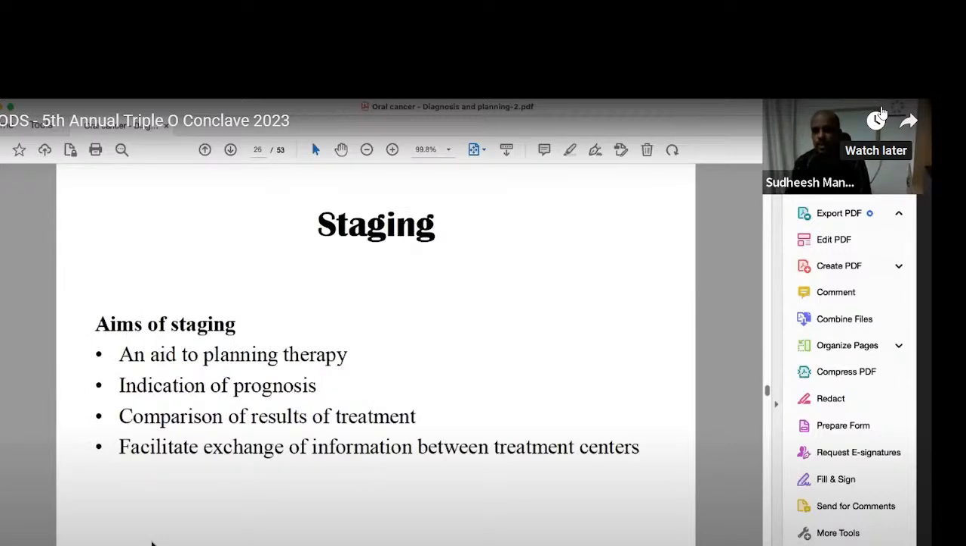Staging is very, very important. There are different aims. Why do you stage? To quantify the cancer. This will help in planning the treatment. It will give an indication for prognosis, because the prognosis of stage 1 differs from the prognosis of stage 4. It allows comparison of treatment results of different centers or different treatment modalities, and facilitates exchange of information between treatment centers. So these are the aims of staging.